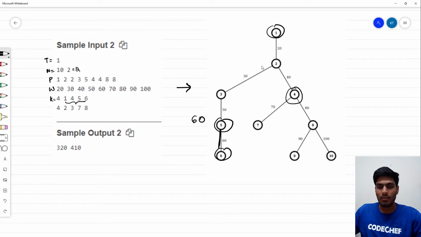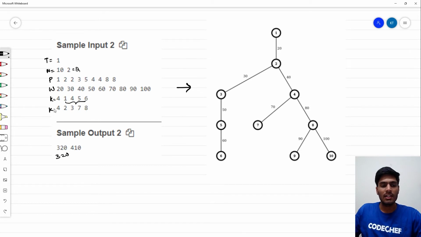For the pair of 1 and 6, the answer will again be 60. For the pair of 6 and 4, the answer will again be 60. For 5 and 4, the answer will be 50. For 5 and 1, the answer will be 50. For 1 and 4, the answer will be 40. So to sum it up, the answer should be 320, which is given here.